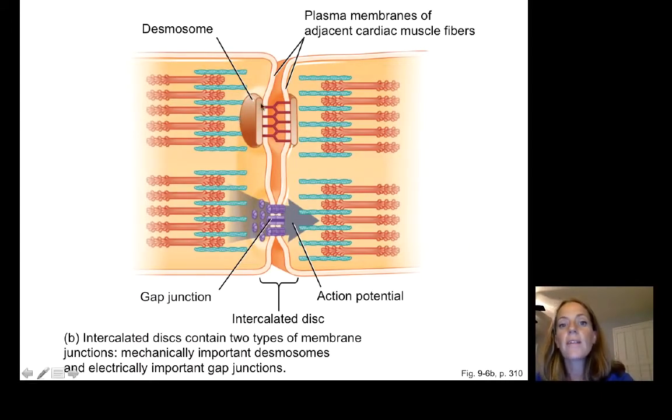So here's a picture of the desmosomes, which are these tight junctions, ensuring that as the heart contracts, the cells stay close together. And then here's the gap junctions, which are literally open channels, allowing ions to move and action potentials to directly spread very quickly across groups of cardiac muscle.